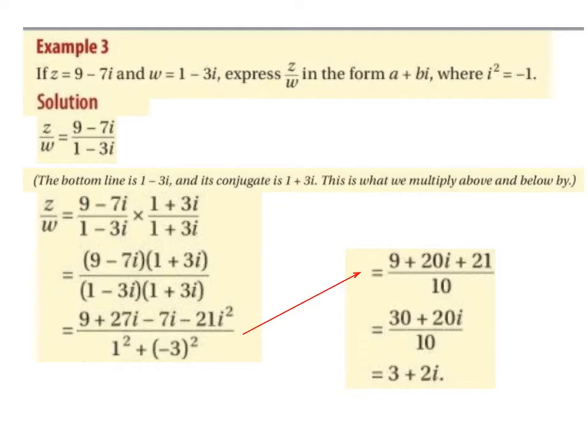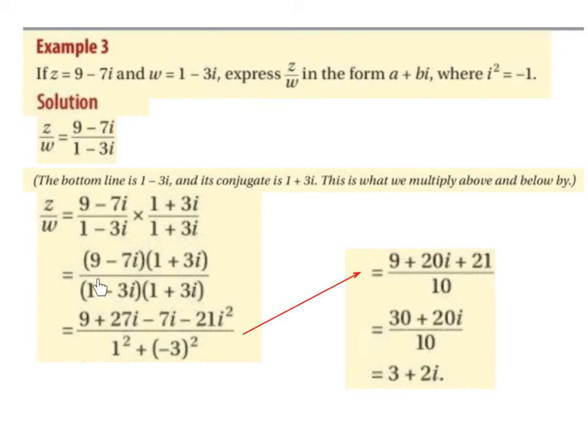So multiplying the top, we have 9 minus 7i multiplied by 1 plus 3i. So we're going to have 9 minus 7i with brackets, and then 1 plus 3i with brackets. And then multiplying the bottom, we have 1 minus 3i multiplied by 1 plus 3i, which will be 1 minus 3i in brackets, stuck onto 1 plus 3i in brackets. So multiplying out the top, 9 times 1 is 9. 9 times 3i is plus 27i. 7i times 1 is minus 7i. And minus 7i times plus 3i is minus 21i squared.